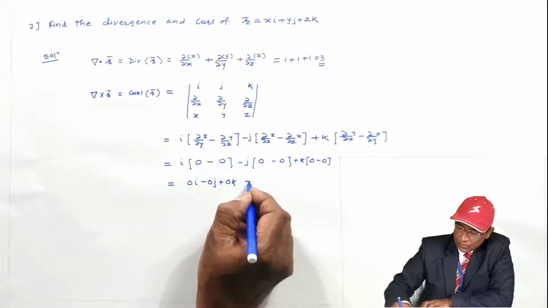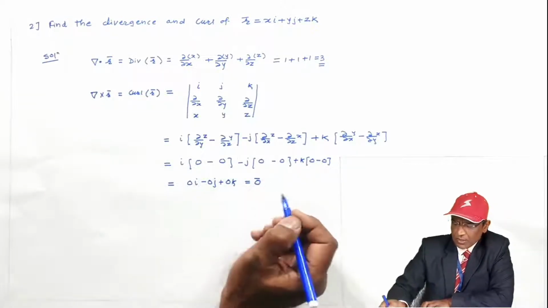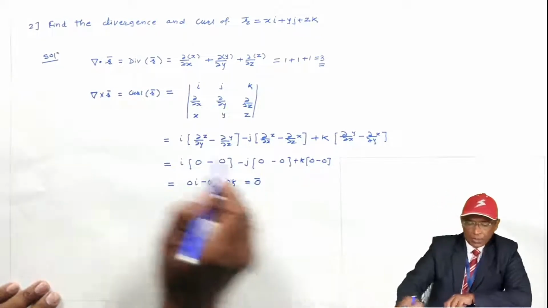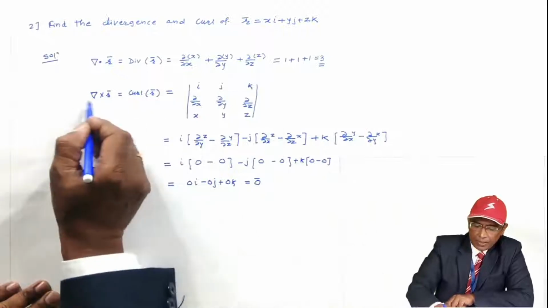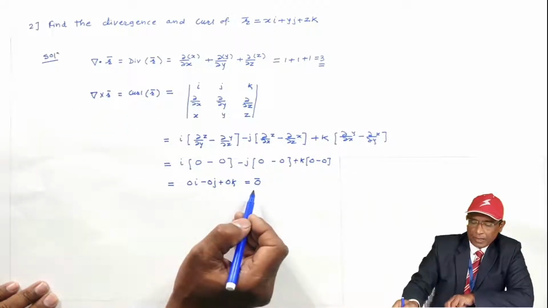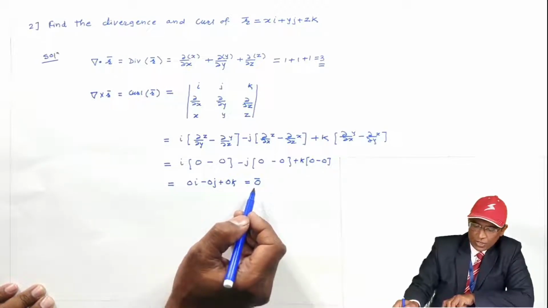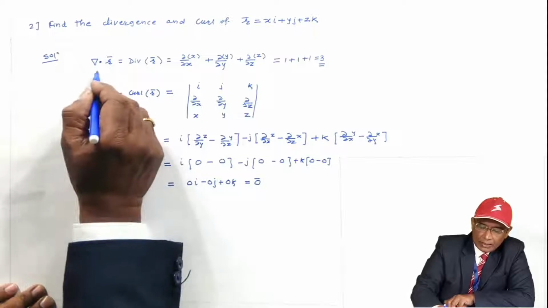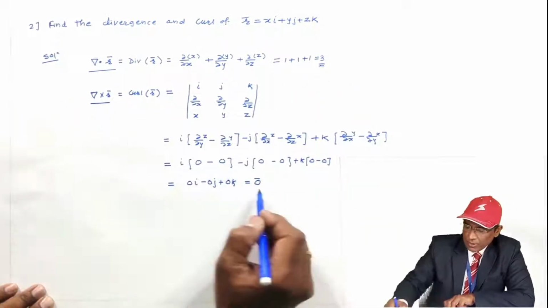This is the zero vector. If you write 0 it is okay, you can write 0 bar also. It means curl of r bar is 0. Del dot r bar is 3. Curl of r bar is 0. In further calculations, when you solve problems in vector integration and differentiation, I will directly use this result: del dot r bar is 3 and del cross r bar is 0.